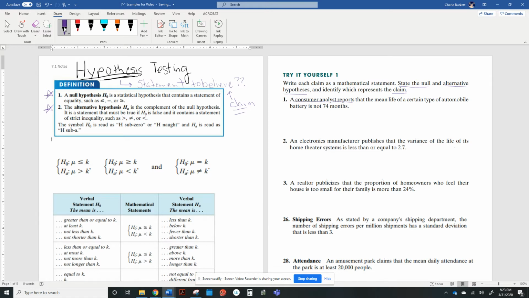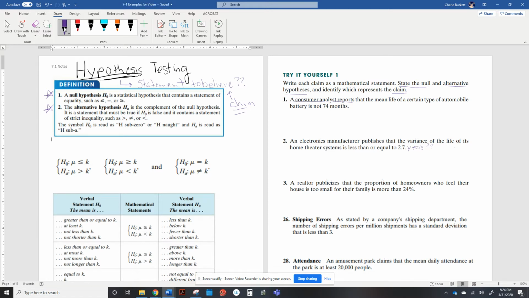Here's another statement. An electronics manufacturer wrote a report, and in that report, they claimed that the variance of life of its home theater system is less than or equal to 2.7. I'm going to assume that's years. I don't know. We're kind of missing some information there. 2.7 years or decades, maybe, probably years.